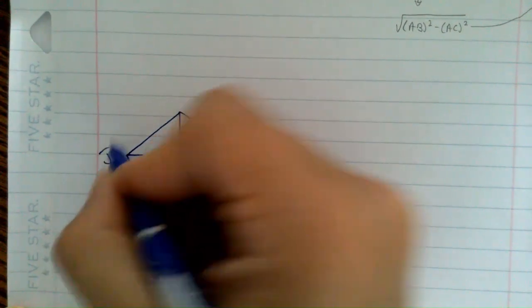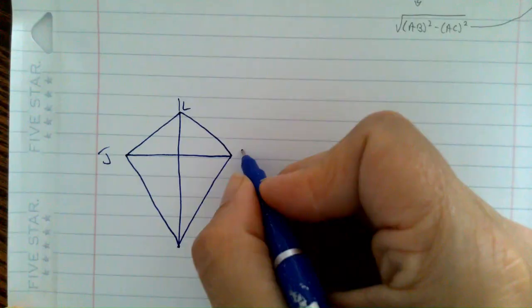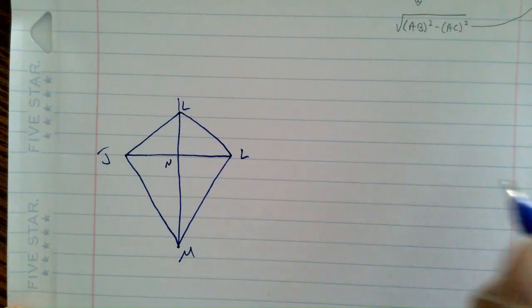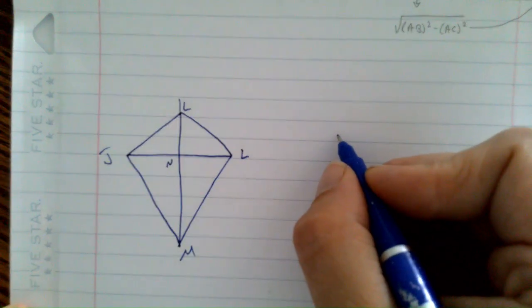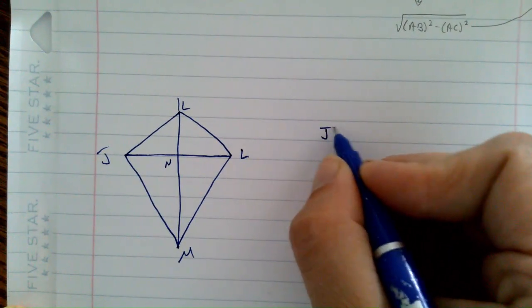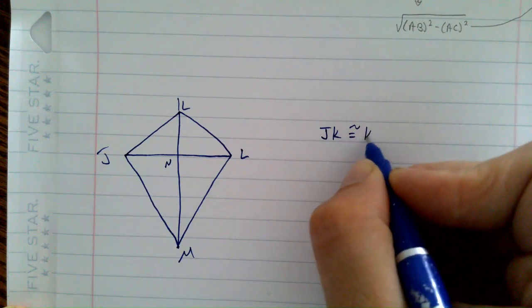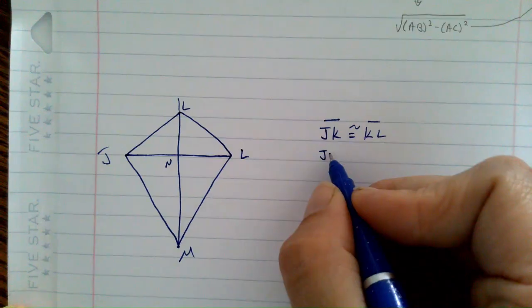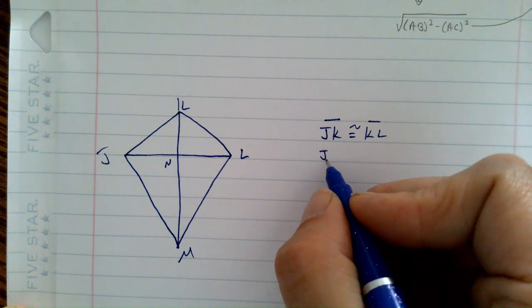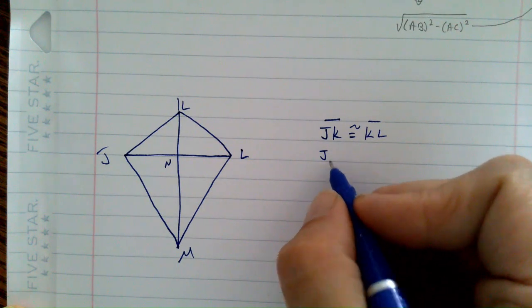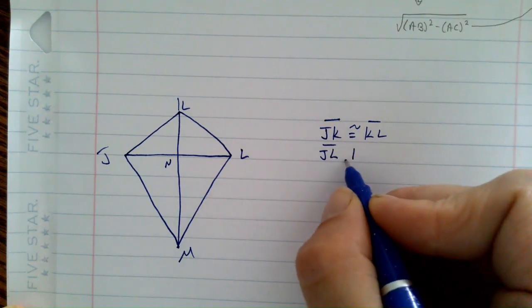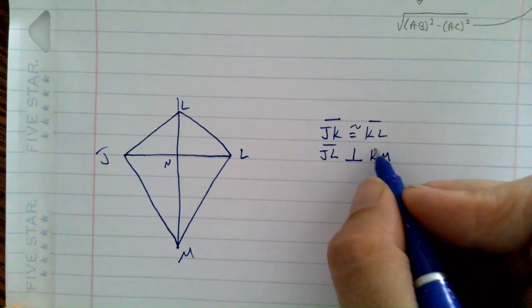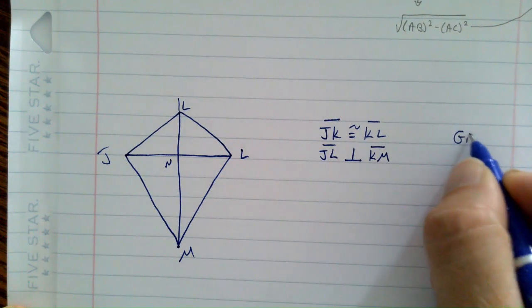We have J, K, L, M, and N. And I'm going to have your givens as JK is congruent to KL, and JL is perpendicular to KN. And these are our givens.